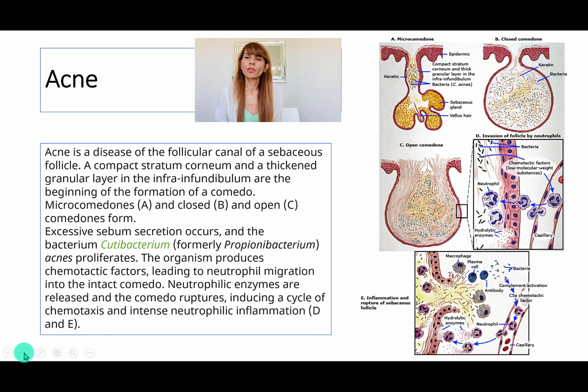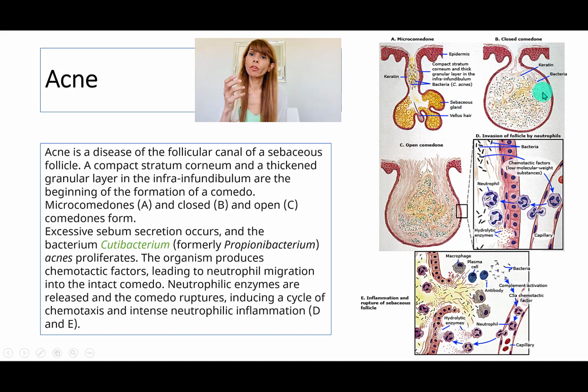This slide is basically showing the mechanism of development of acne. So acne is basically a disease of the follicular canal of the sebaceous follicles. What happens is there is excessive thickening or inflammation in that area of the follicular canal, and then microcomedones in the form of open or closed comedones appear.